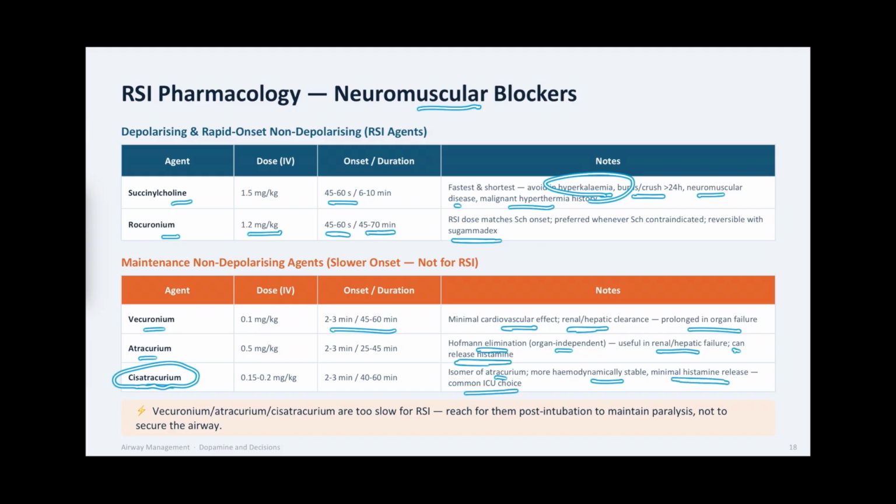Remember that these drugs are maintenance agents. These are not designed for rapid sequence intubation. One final point: never administer a paralytic agent unless you are prepared to ventilate the patient. Paralysis without oxygenation is one of the most dangerous mistakes in airway management.